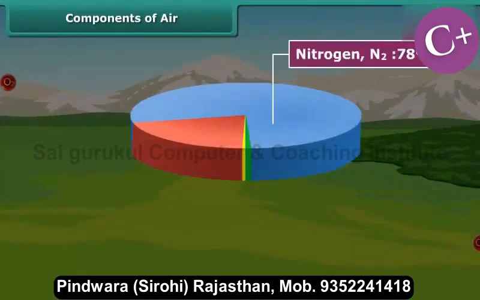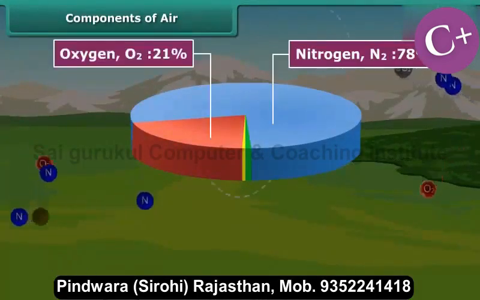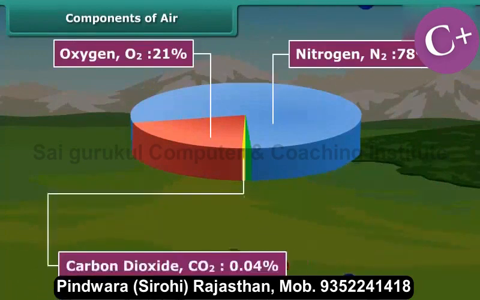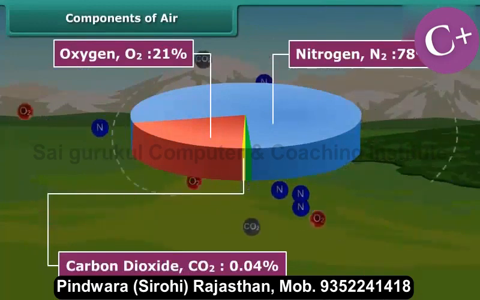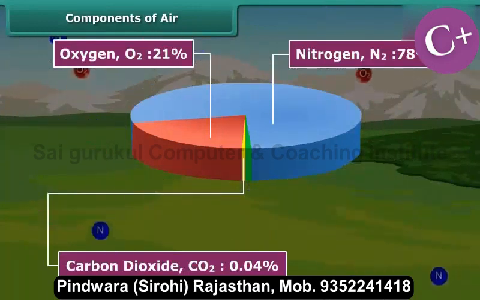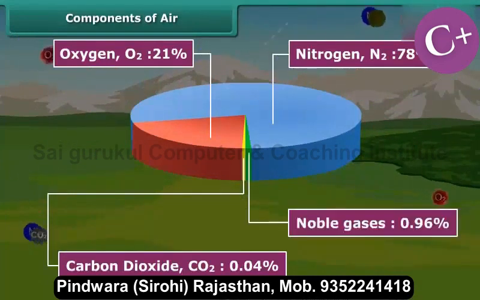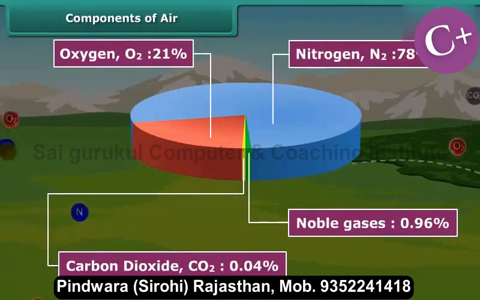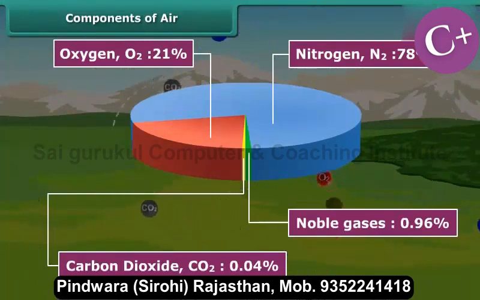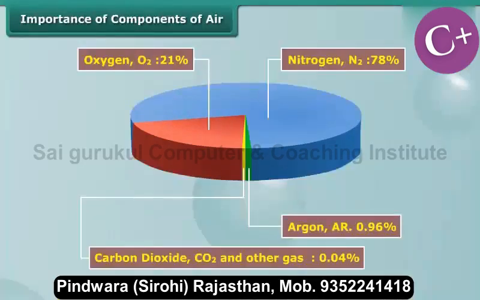Nitrogen forms 78%, oxygen 21%, and carbon dioxide 0.04% of the air. Besides these three gases, air also contains water vapor, dust particles, and some other gases known as noble gases. Since the noble gases are present in negligible quantities, they are known as rare gases. Every component of air is important and has a role to play.